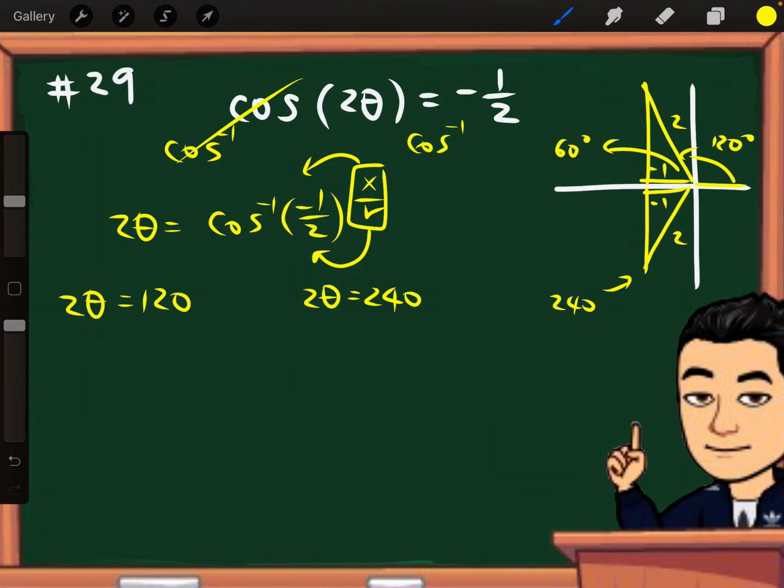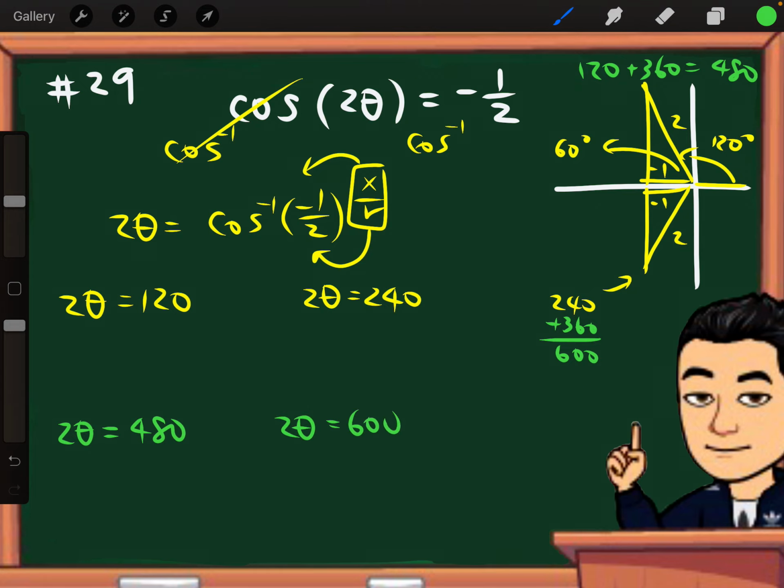So you're going to have to go for the second spin of the unit circle. So instead of using 120, you have to add another 360, because later on we're going to have to divide by 2 to isolate theta. So this is going to be 480. So you're going to have to also include 2 theta equals 480. And another one is to add another 360. So it's 600. So it's going to be 2 theta equals 600.